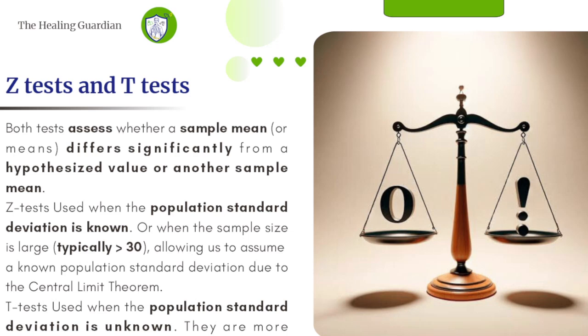Both tests assess whether a sample mean differs significantly from a hypothesized value or another sample mean. When we are testing a hypothesis, we use the sample mean. So you have measured your sample. What is your average blood pressure? It is this. Then we say, is this blood pressure statistically significant from the known average blood pressure?